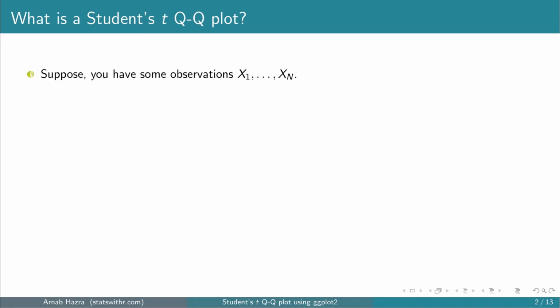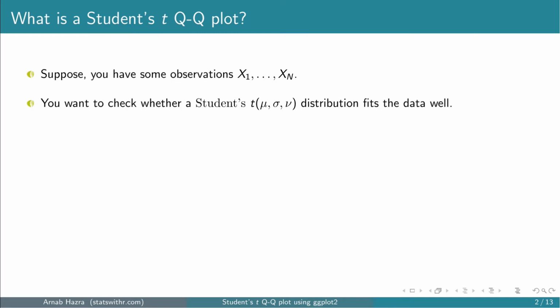Suppose you have some observations x1 through xn, and you want to check whether a student's t-distribution fits your data well or not. Here we assume the student's t-distribution has three parameters, one each for location, scale, and degrees of freedom. Note that this is different from the default student's t-distribution in R, which has only one parameter for the degrees of freedom.